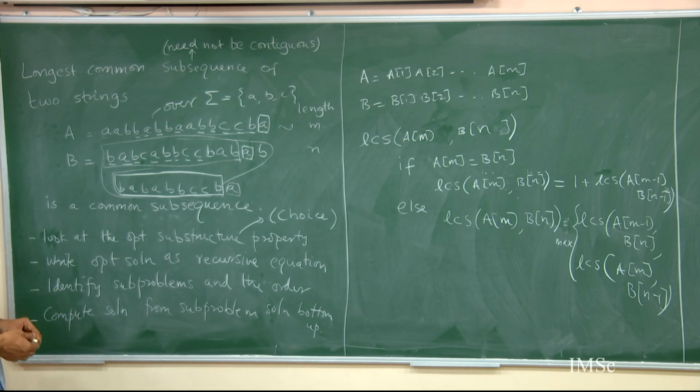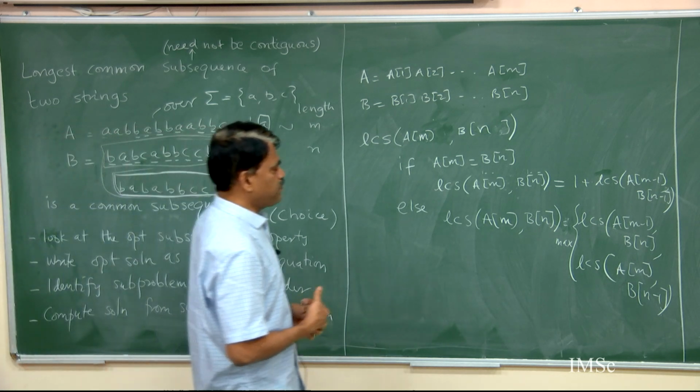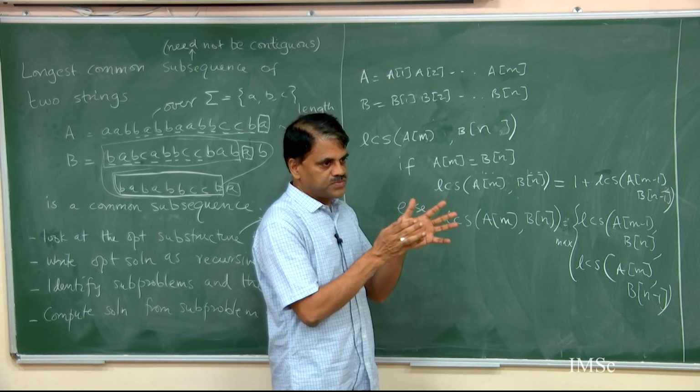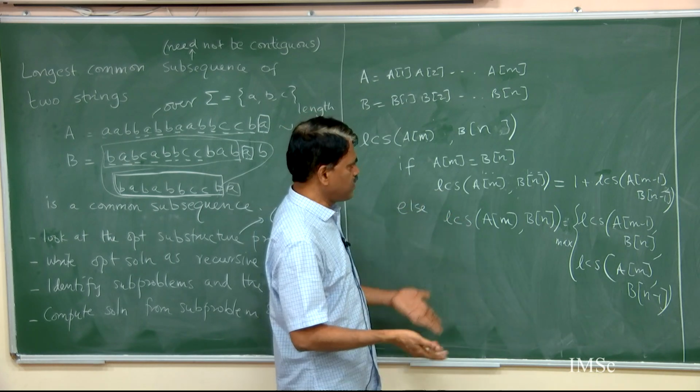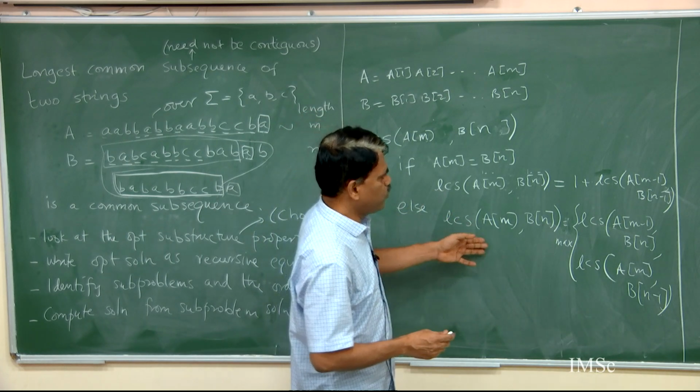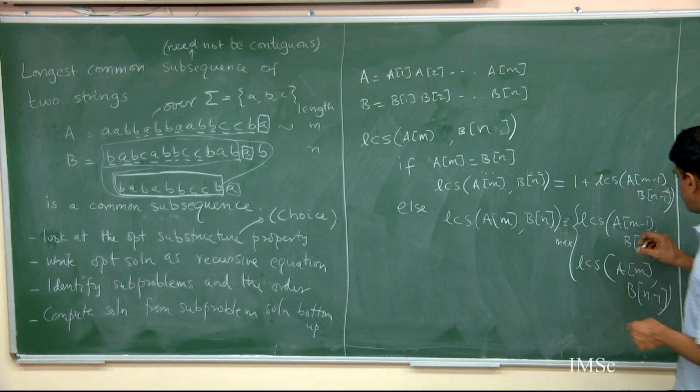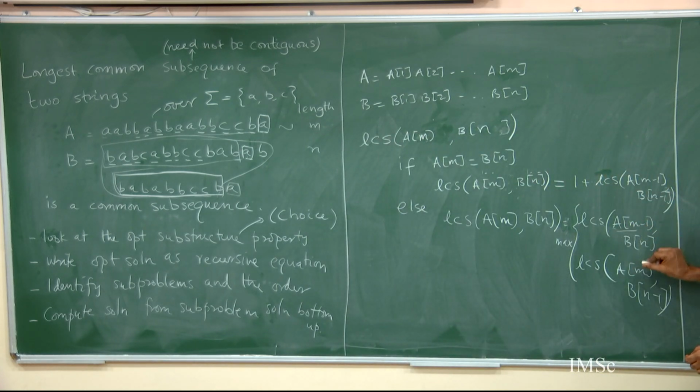Now what are the subproblems I need to compute? The subproblem is to compute the longest common subsequence of some strings. What are the kind of substrings I have to compute? Well, if you look at the recursive thing, it tells you that I have to compute 1 to something and 1 to something. This is 1 to m minus 1, 1 to n; 1 to m and 1 to n minus 1. So in general, 1 to something in A, 1 to something in B, and find the longest common subsequence.